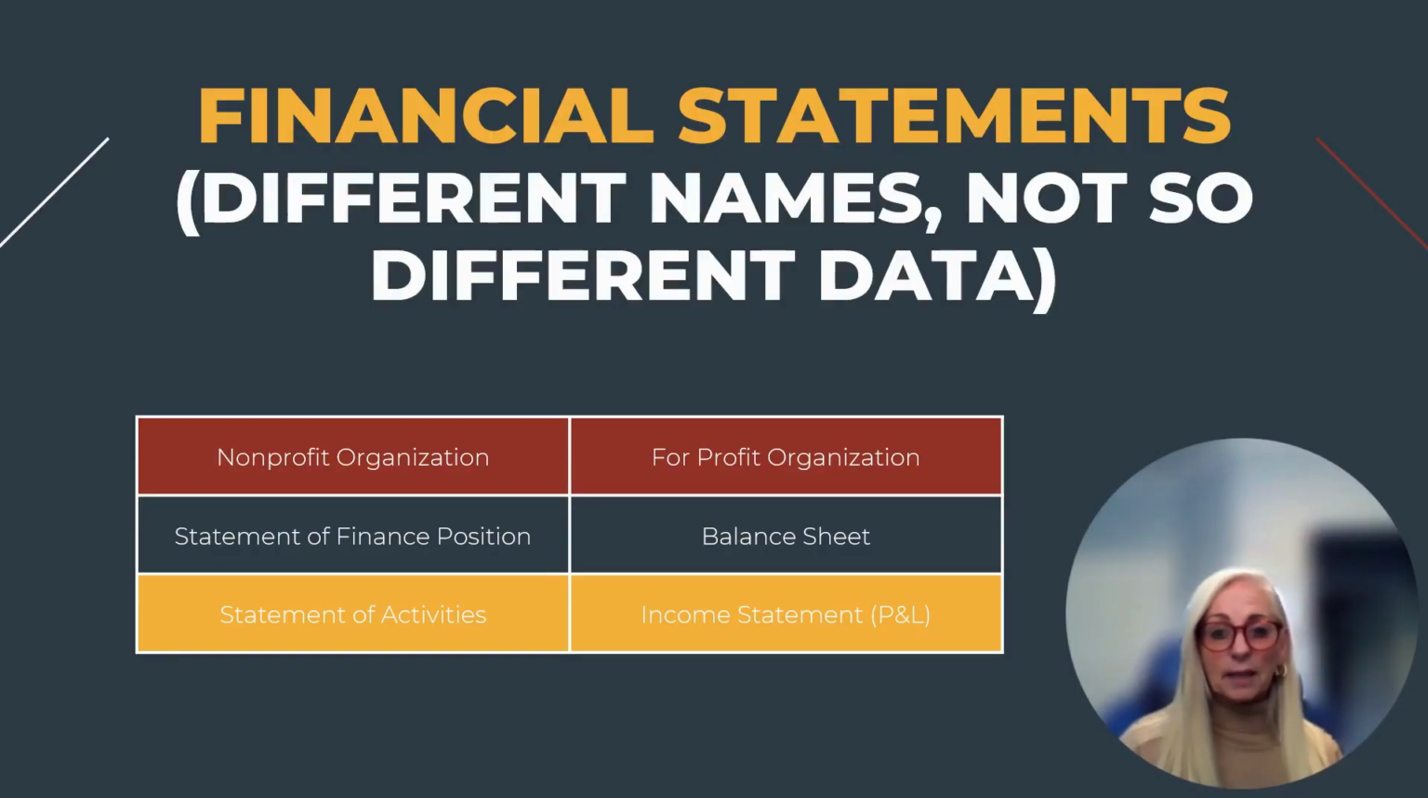As I mentioned in the last videos, there's two primary financial statements that both profit and not-for-profit organizations have. That is the balance sheet and the income statement, also known as the P&L. In the not-for-profit world, the balance sheet is known as the statement of financial position, and the P&L is known as the statement of activities. They have different names, but not so very different data.